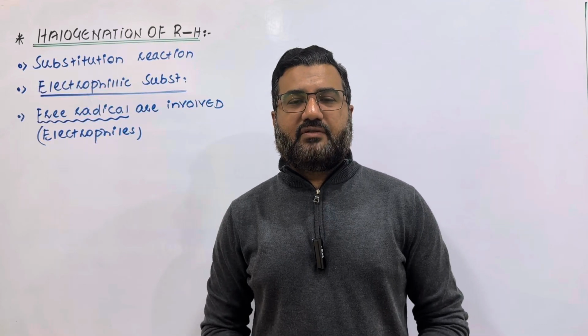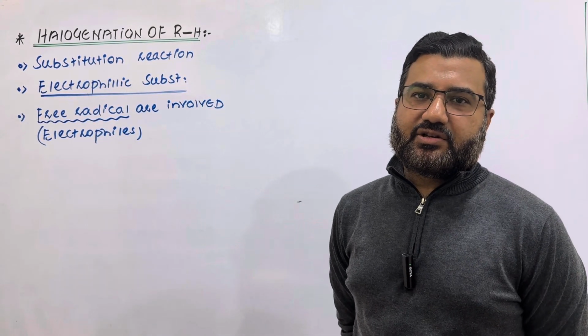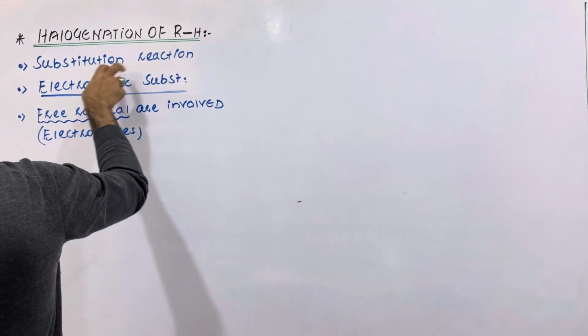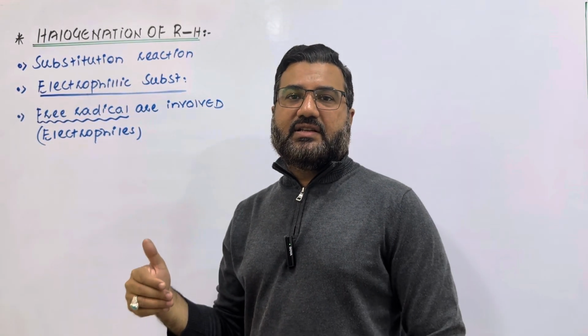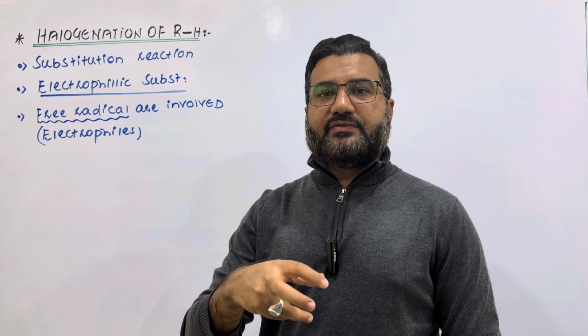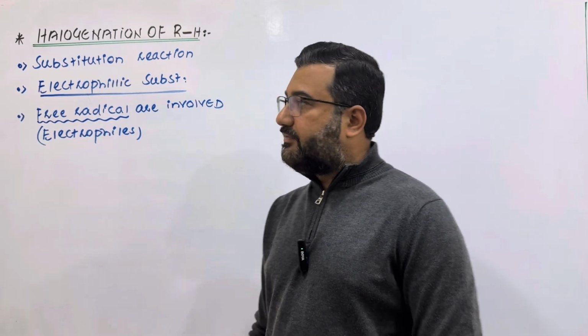Welcome dear students to a very important topic related to the alkanes, and that is the halogenation of alkanes. The halogenation of alkane is an example of substitution reaction. Substitution reactions are those reactions in which an atom attached to the carbon of the substrate molecule is replaced by some other atom or group of atoms.